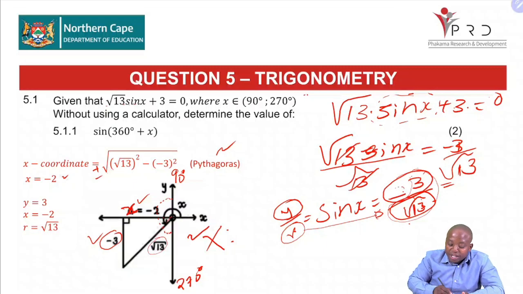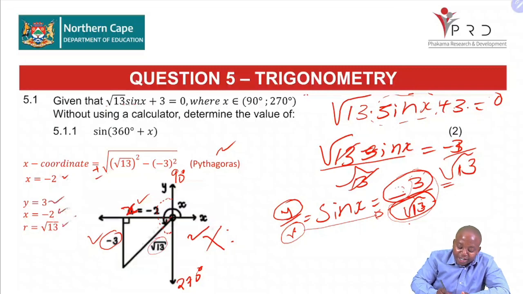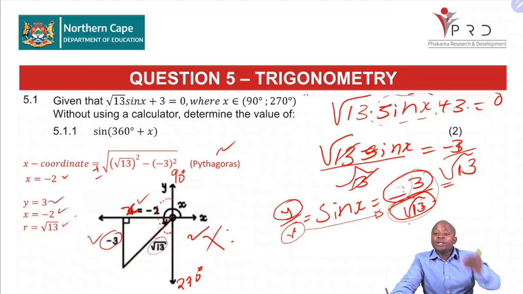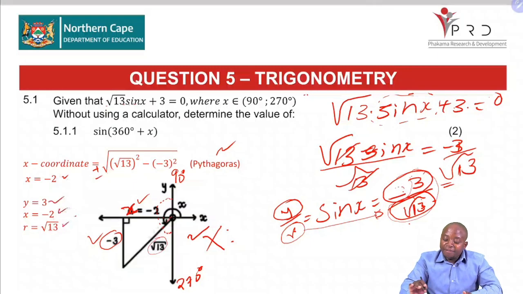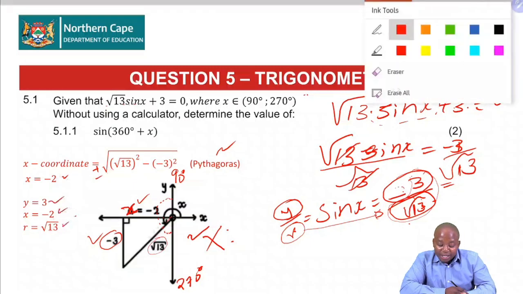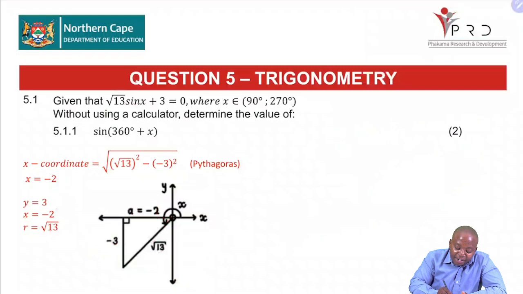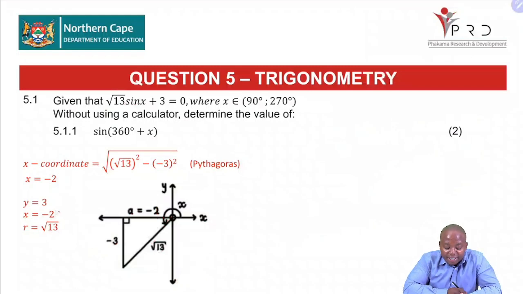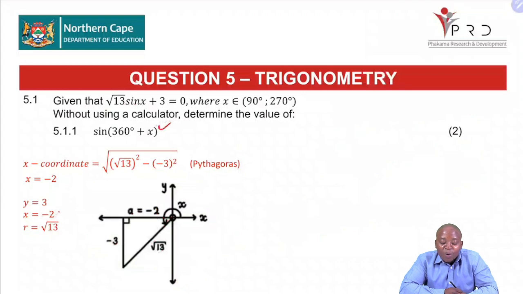Why are we doing that? So that we know our y, our x, and our r. All the time when we're dealing with a diagram on a Cartesian plane, always know what is our x, y, and r. Then we do that by plotting on a Cartesian plane and finding the values of those. Now let us proceed. We now found x, y, and r. We can now work with our questions.